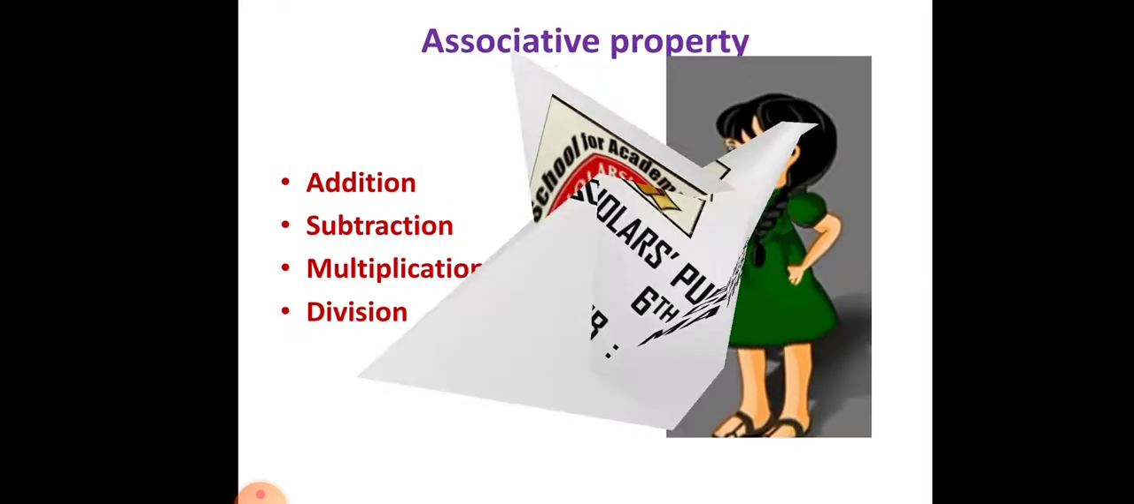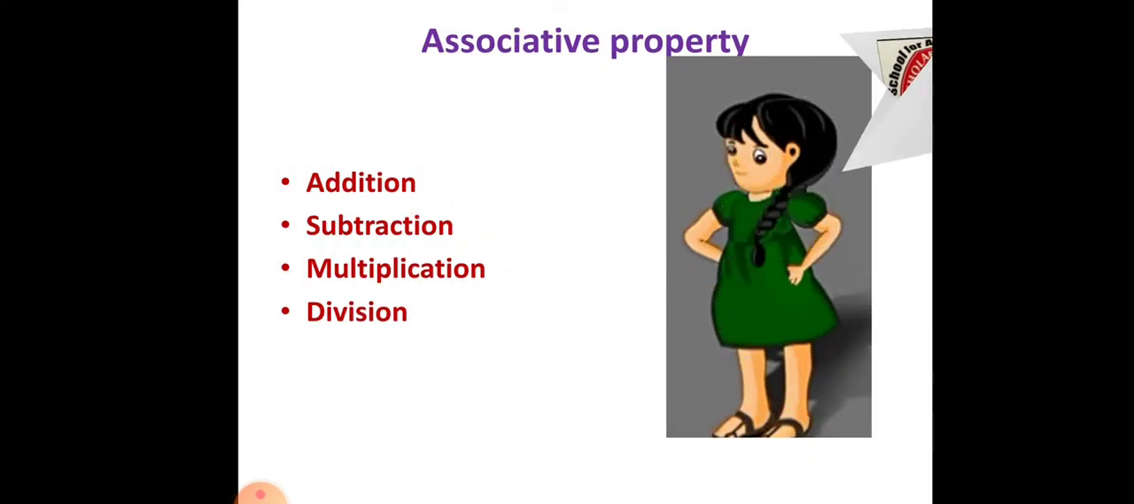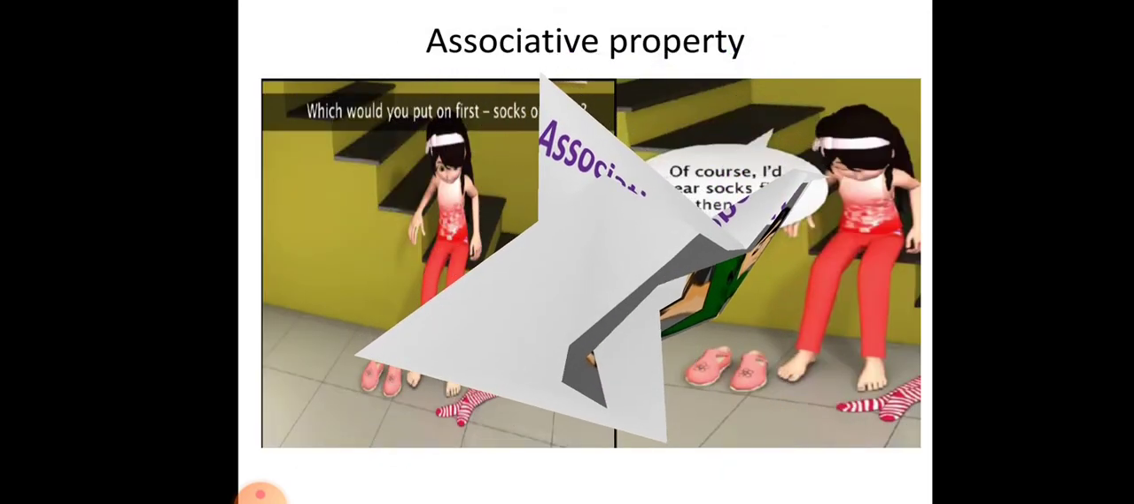Students, in the previous video we learned the closure property and the commutative property. Now we will learn the associative property: the associative property of addition, subtraction, multiplication and division. Now see, associative property.